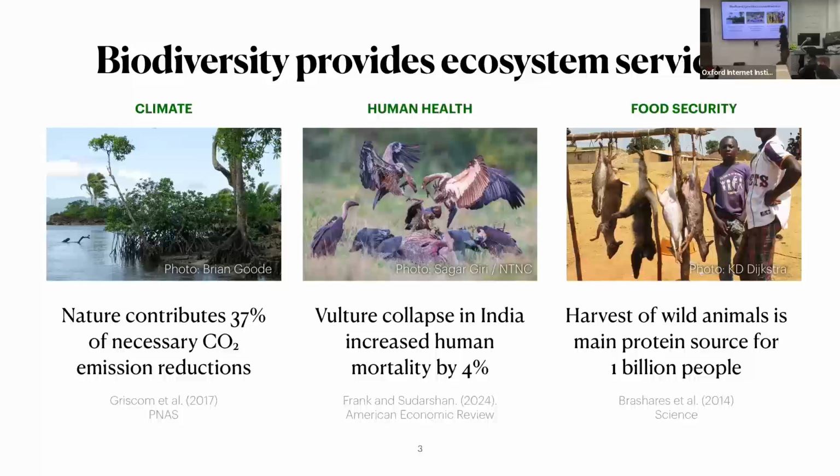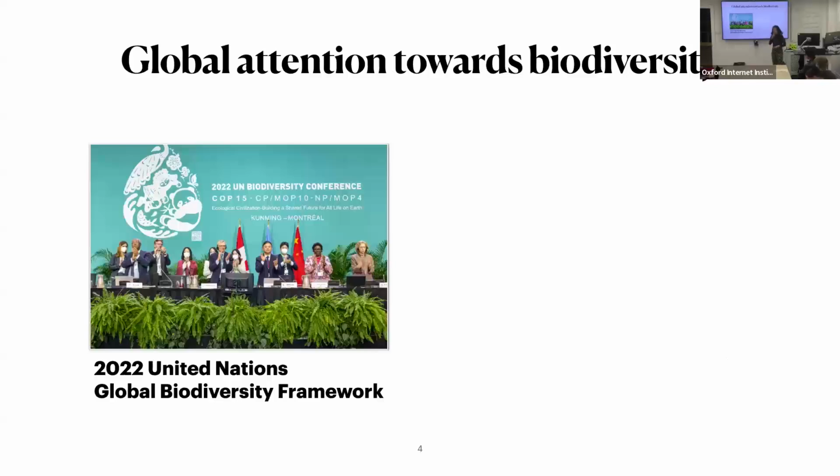And importantly, biodiversity is also very closely linked to food insecurity and global development, as the availability of wild bushmeat and fish are a critical protein source for many of the world's poorest people.